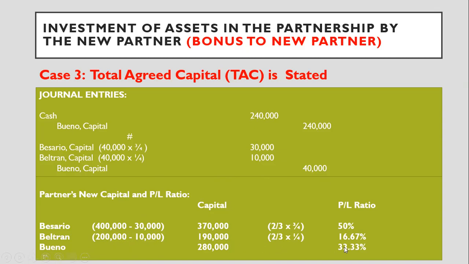Then Bueno has a 1/3 interest in the partnership. So the 2/3 will be shared by Bisario and Beltran using their P&L ratio. For Bisario, it's 2/3 times 3/4, which is 50%. And then for Beltran, it's 2/3 times 1/4, which is 16.67%. So make sure again that this will be 100%.